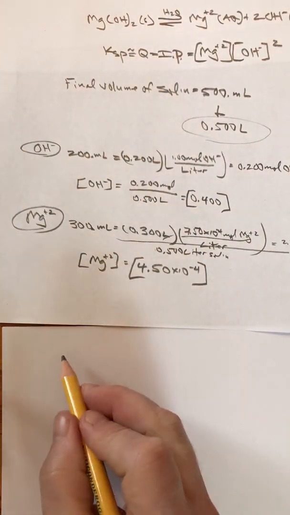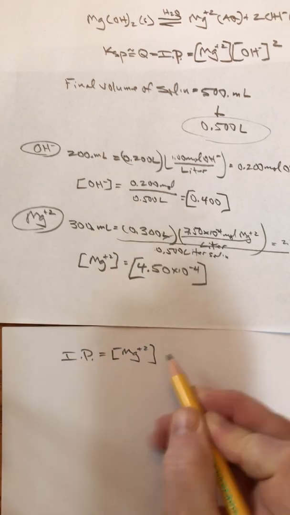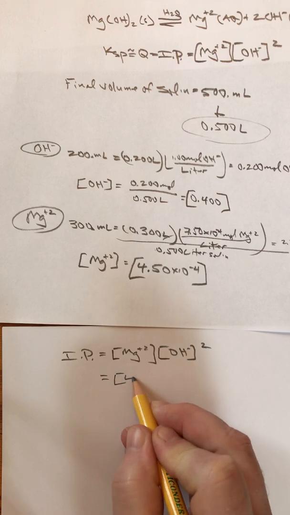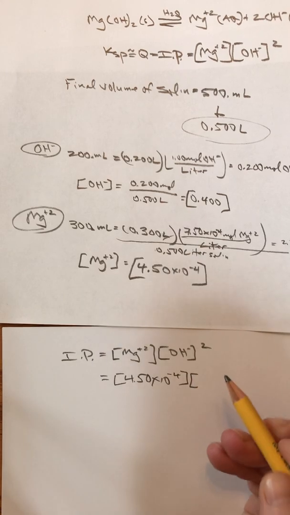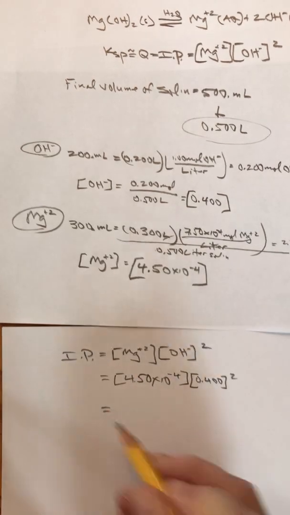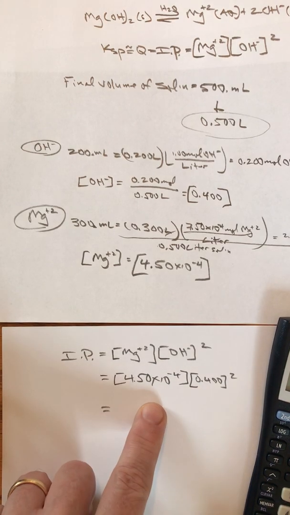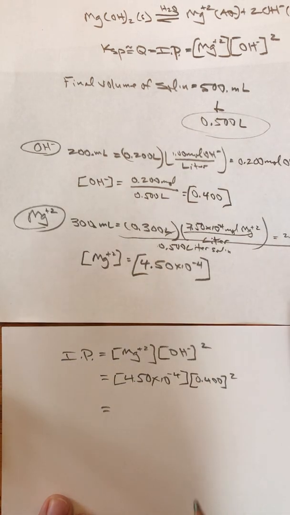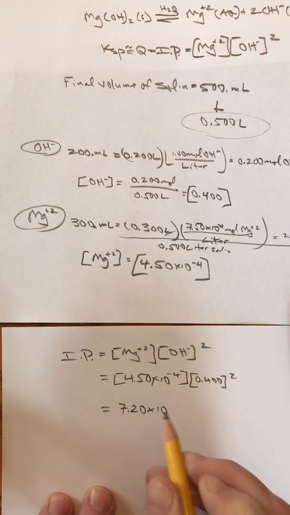So my ion product was equal to magnesium ion concentration times hydroxide ion concentration squared, which is 4.50 times 10 to the minus 4 times 0.400 squared. I'll check my math. 0.4 times 0.4 times 4.5 E negative 4. My ion product turns out to be 7.20 times 10 to the minus 5.